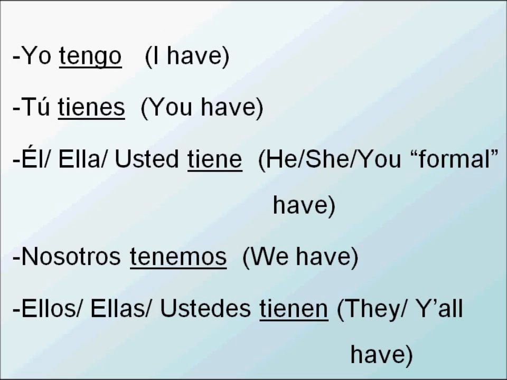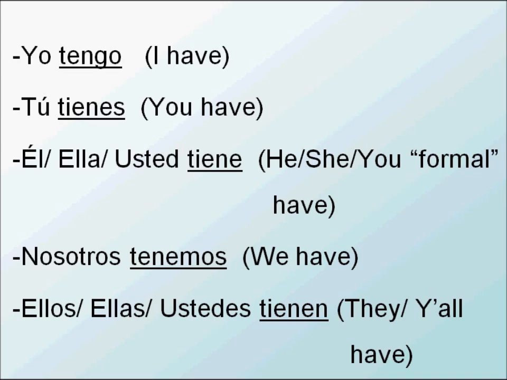Tengo is how we say I have. Yo tengo. Now sometimes you'll see tengo just by itself, and that's because it's understood. Yo always comes in front of tengo, so tengo always means I have. It never can mean anything else. So you could say yo tengo, or you could just say tengo. That's up to you. Repitan, tengo.